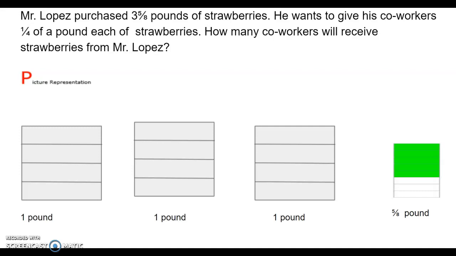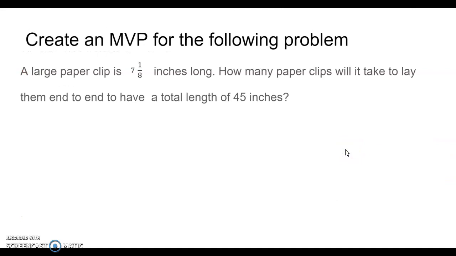Well, I know that 1/4 is the same as 2/8, so I know I'm going to have 2/8. So here, if I look at a pound, I have 1, 2, 3, 4 fourths. 1, 2, 3, 4 fourths. 1, 2, 3, 4 fourths, which gives me 12 fourths. So that means so far out of 3 pounds, 12 people will be able to get strawberries. I also have an additional 5/8 pounds. And again, remember that 1/4 is 2/8. So based on this picture, I can actually give 2 more people strawberries. So in all, there will be 14 people that receive strawberries.